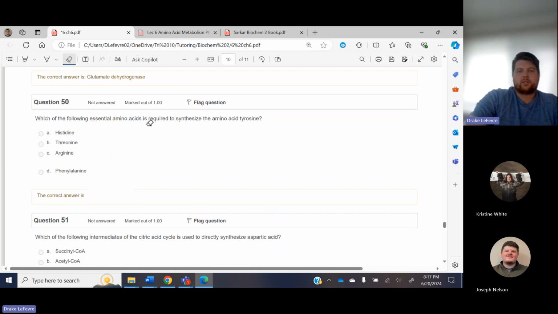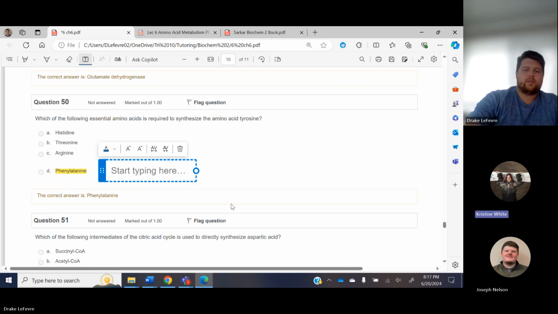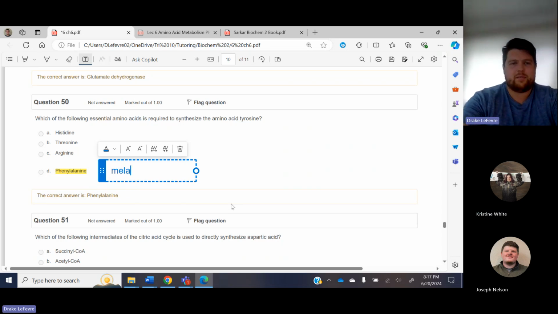Which of the following essential amino acids is required to synthesize the amino acid tyrosine? Phenylalanine, because both of them are ring structures. Nice. Tyrosine, what's tyrosine responsible for? What does it go off and create? Starts with an M. Skin pigmentation. Melanin.